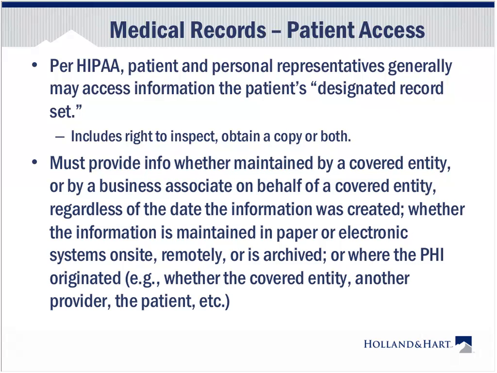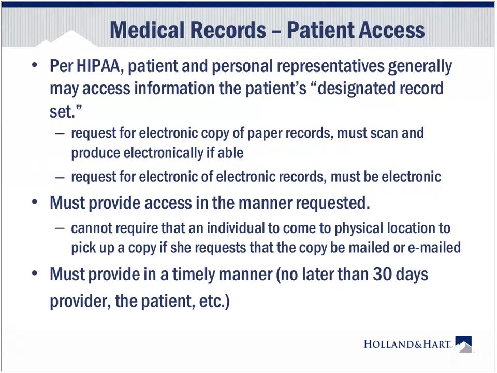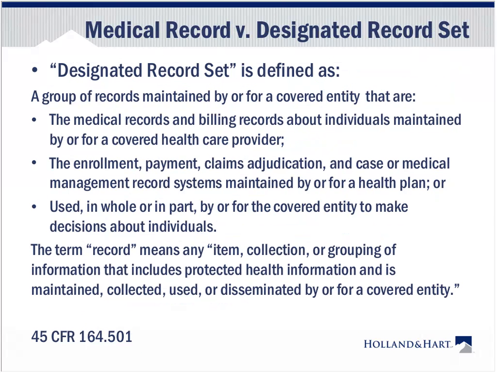and it doesn't matter where the information originated, as long as it is to be included in the designated record set. So I've got these next two slides out of order, so I'm going to skip past the second one and go to this one to determine what the definition of a designated record set is under HIPAA. It's a group of records maintained by or for a covered entity that are: 1, the medical records and billing records about the individual; 2, the enrollment, payment, claims adjudication, and case or medical management record systems maintained by or for a health plan; and the catch-all, 3, used in whole or in part by or for the covered entity to make decisions about individuals. That's really the key piece of this.